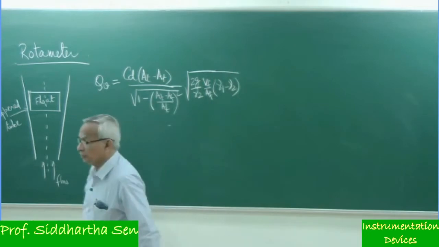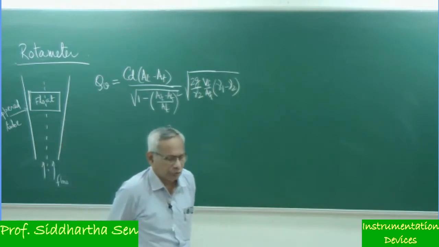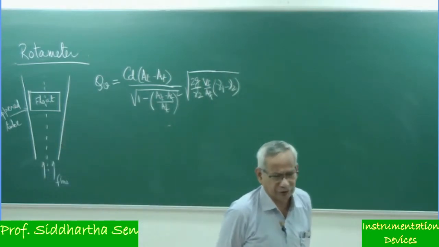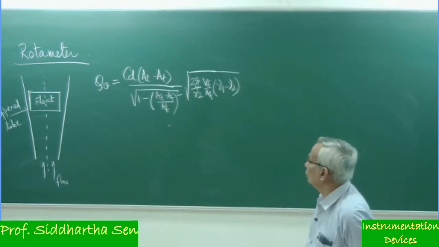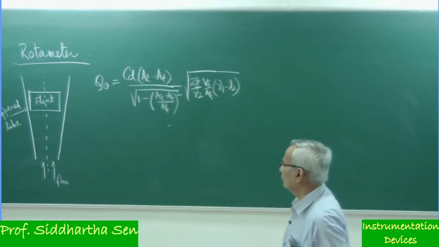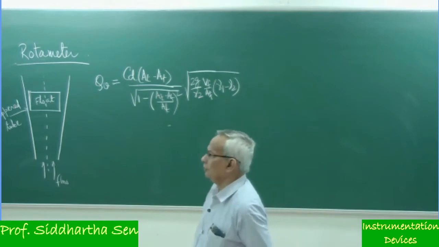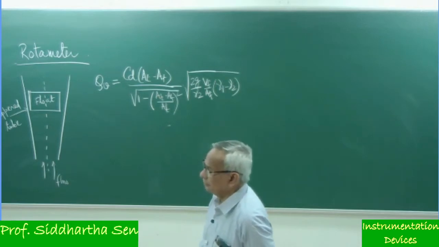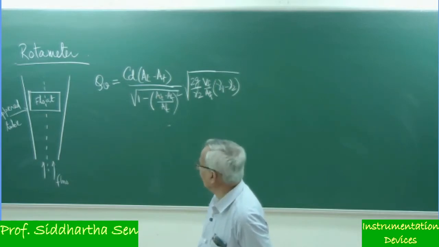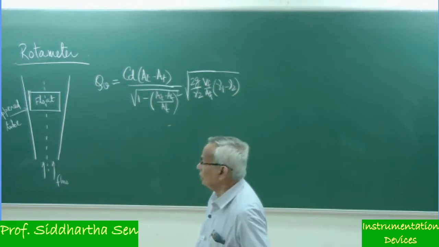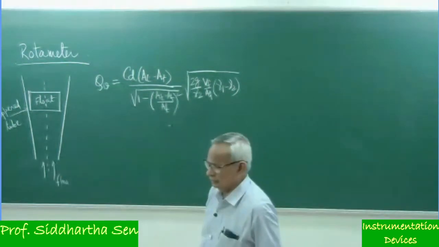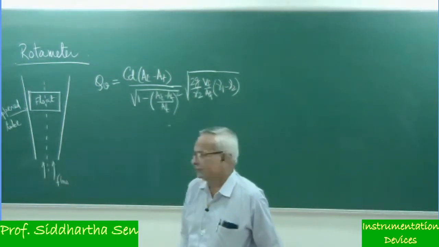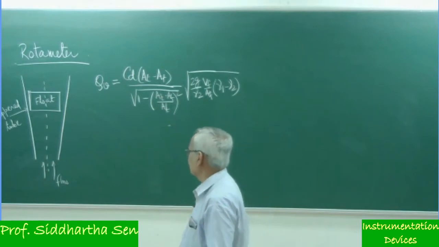Okay, good morning, everybody. So, we were discussing the rotameter, which is another obstruction type flow meter, which we call the constant pressure drop, variable flow rate, variable area differential pressure type sensor.